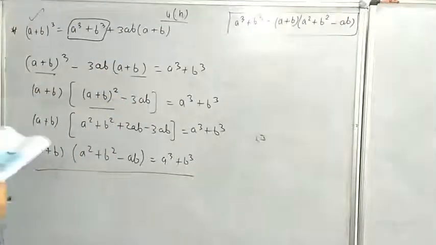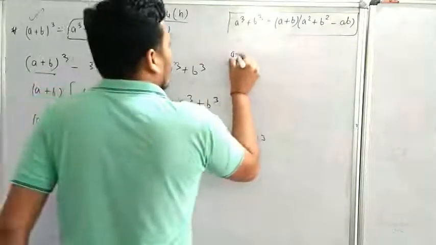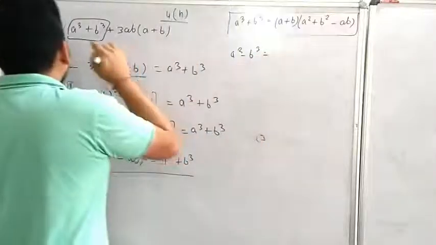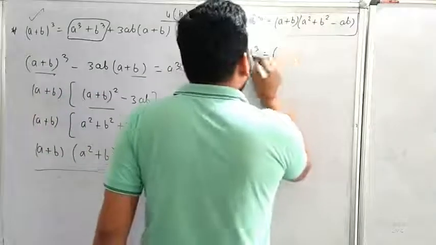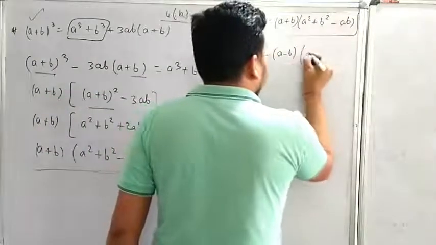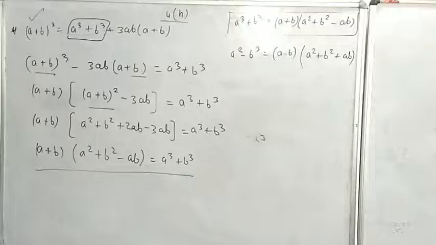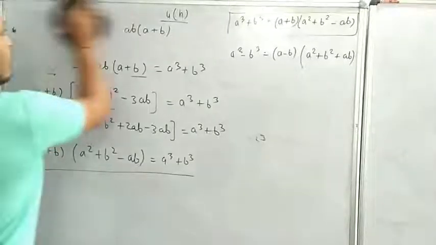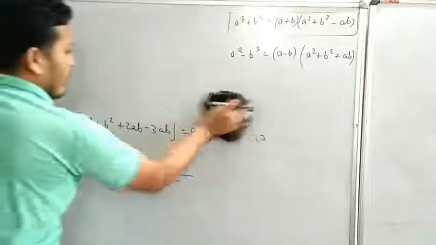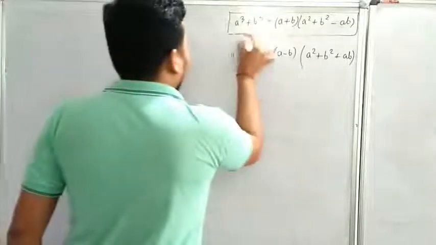Next formula is a cube minus b cube. Similarly, we can apply the formula of (a minus b) whole cube, expand it, and with the help of that formula we can find the value of a cube minus b cube. It is (a minus b)(a square plus b square plus ab). So remember these two formulas, which are very important for our next exercise, and so many questions you can see in your examination based on this exercise.